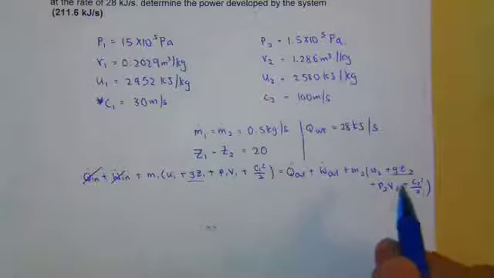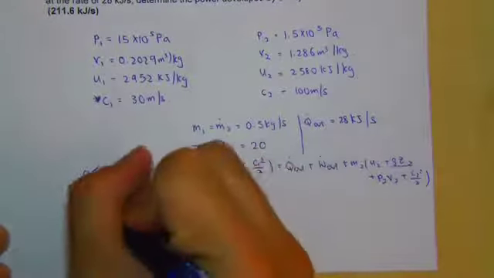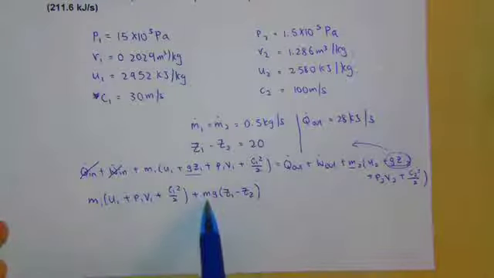In this case, we need to do a small manipulation. We need to shift the GZ1 and the GZ2 in order to come out with this Z1 minus Z2. So let me just do a quick manipulation. M dot 1 U1 plus P1 V1 plus C1 square over 2, plus m dot G Z1 minus Z2. Basically what I've done is I've shifted this GZ2 and m dot 2 over to the left hand side. Since m dot are the same, I'll just relabel it as m dot. So m dot G, G is 9.81, Z1 minus Z2, equals Q dot out plus W dot out plus m dot 2 U2 plus P2 V2 plus C2 square over 2.